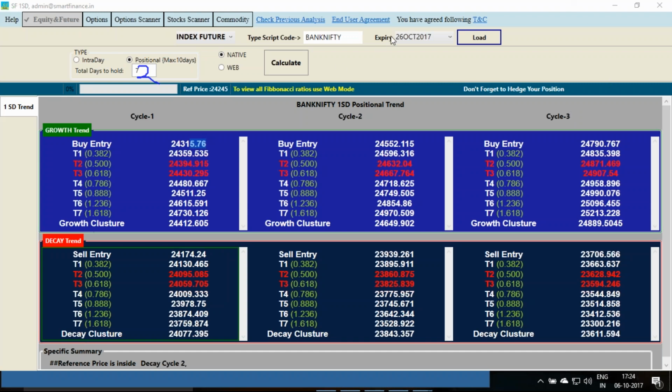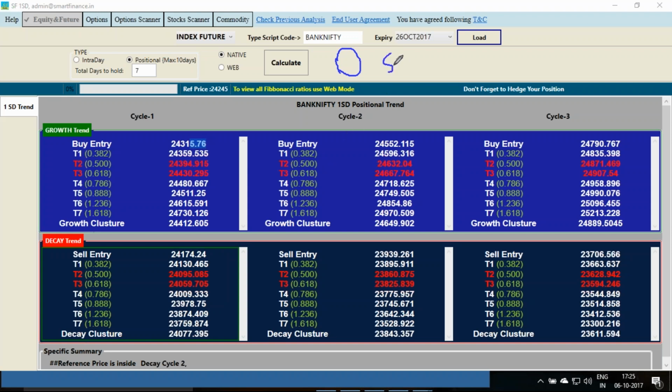Whatever software levels generated, your failure is not because of Smart Finance software or any other software. Whatever software they use, whatever tick chart they use, whatever technical indicator they use, they twist that analysis to their convenience, which is pleasing to their mind.